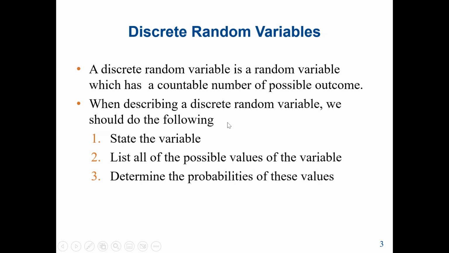So let's say, for example, we are going to, again, toss a coin. I will state my variable: tossing a coin. Now list all of the possible values of the variable. If I toss a coin, I have only head or tail. Next, determine the probability of these values. Since we have only two, head or tail, the probability of each one will be 0.5 or half. We know the first rule of probability: the total of the probabilities is 1.